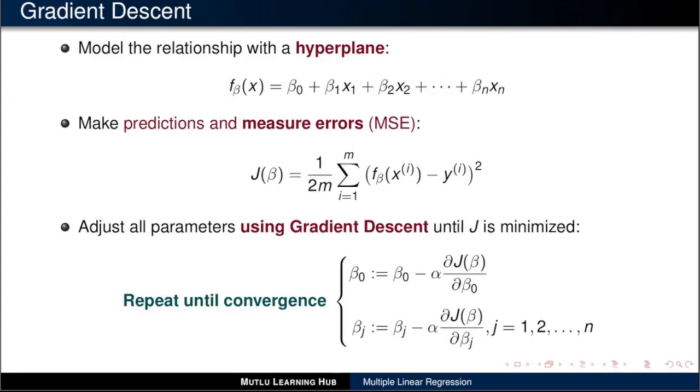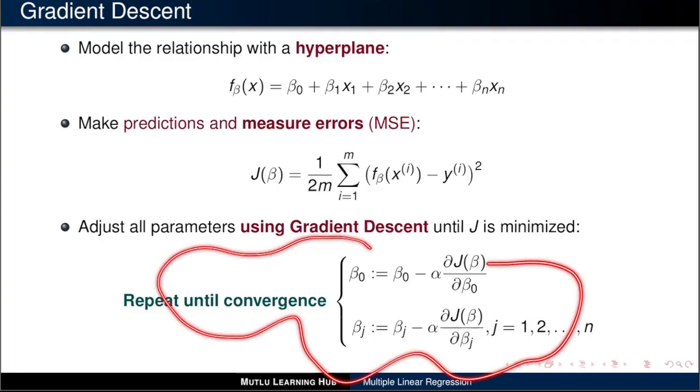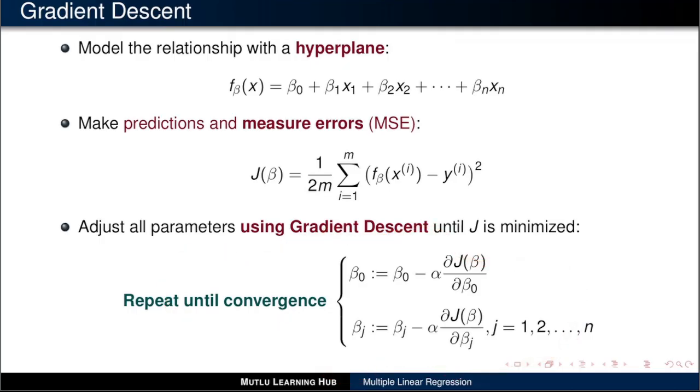Now, how do we train this multi-feature model? The process is almost identical, only now we are adjusting multiple betas at once. Our goal is to find the set of coefficients that minimize the cost function. Gradient descent works by nudging all parameters in the direction that reduces the error the most. We keep iterating until the cost flattens out, meaning our model has learned the best fitting hyperplane.